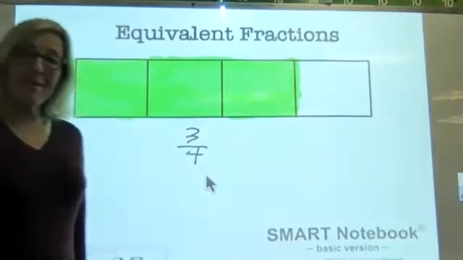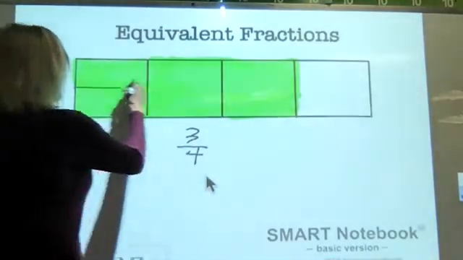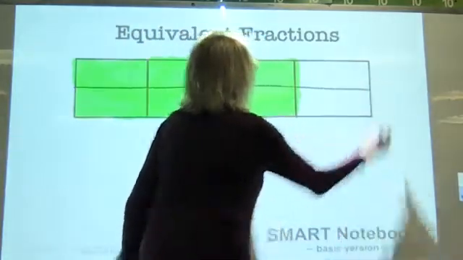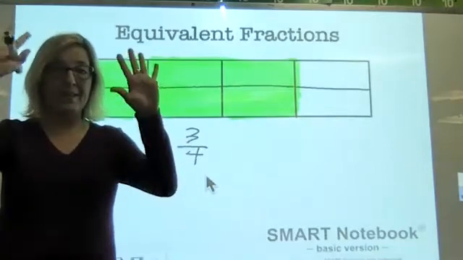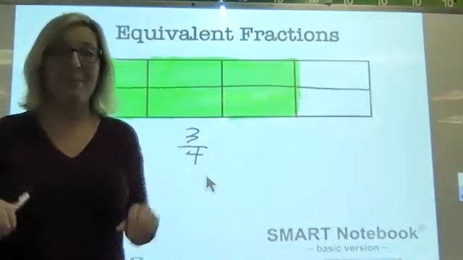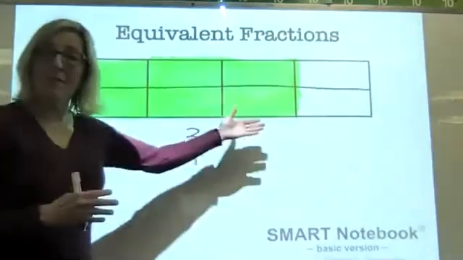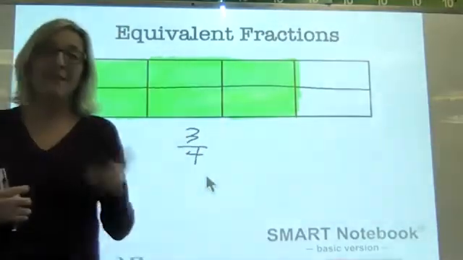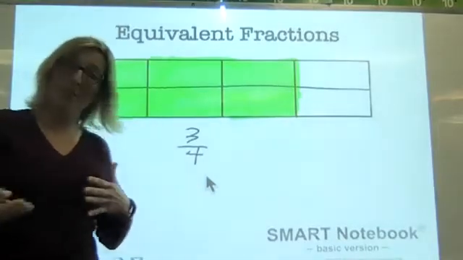Now, what happens though if we change the number of equal parts? Let's say we drew a line like this. Now, I didn't change the green, right? I don't have a green highlighter in my hand, but we still have the same amount of green, but now we have a different fractional amount that is green. Can you tell me what that is?